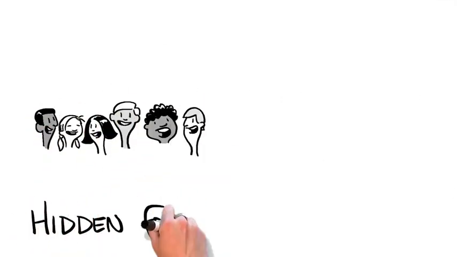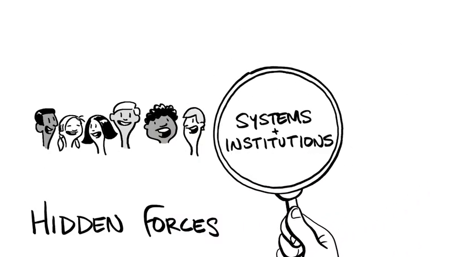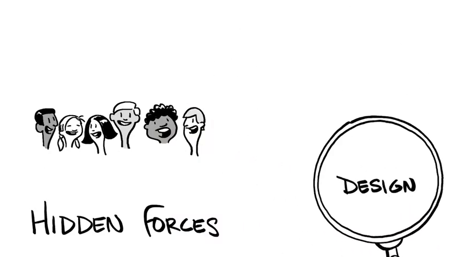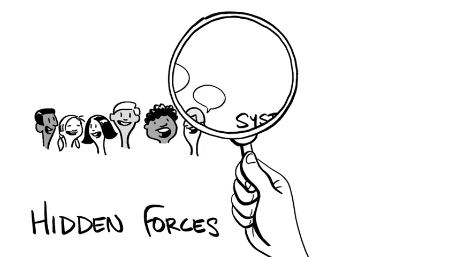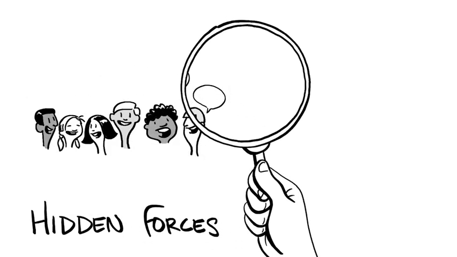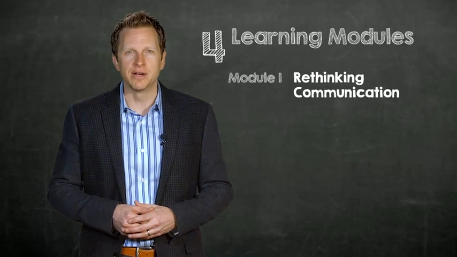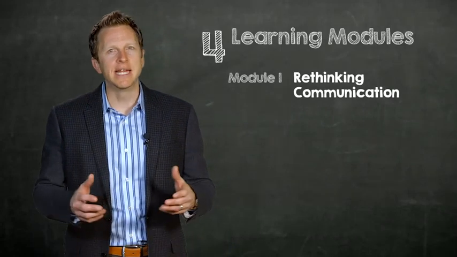We'll also explore some of the hidden forces of group communication, like context, systems and institutions, and design. These are all things that are present in any group situation, influencing how we interact with each other, but they're easy to miss if we're not looking. So we want to expand our field of vision, so to speak, so we have a fuller understanding of what's happening in any group situation.